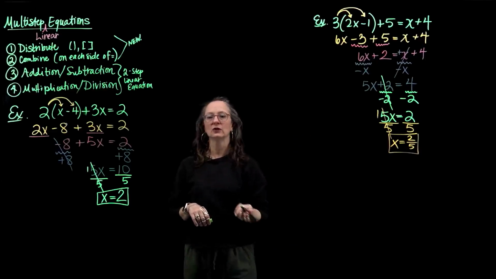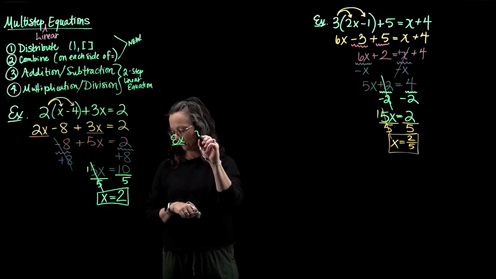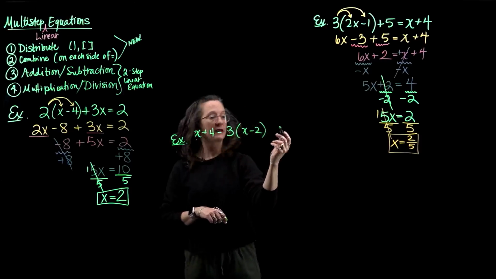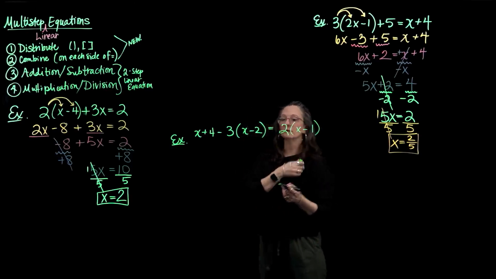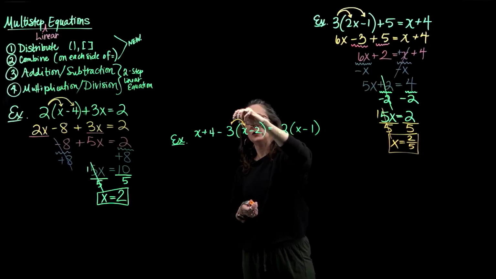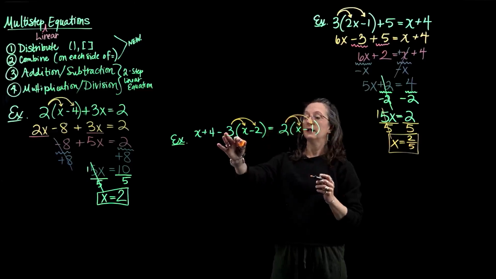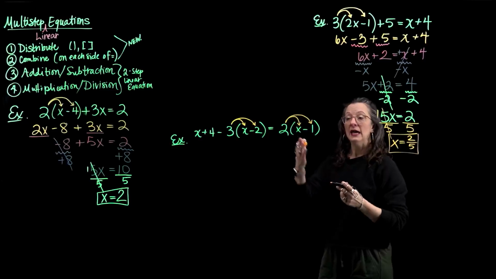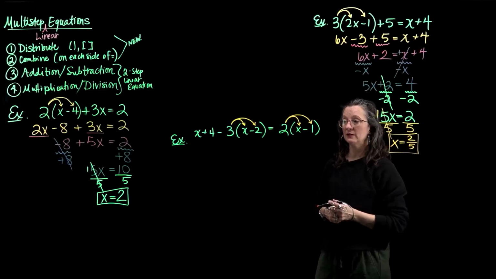And this one's going to be a little longer, so I'm going to start it right here in the middle. So I have x plus 4 minus 3, parentheses, x minus 2 is equal to 2 times x minus 1. We've got two sets of parentheses here to deal with, and that's okay. We'll go ahead and deal with those in one step. So this negative 3 is going to get multiplied into the parentheses x minus 2. And then on the right-hand side, the 2 is going to get multiplied by the x minus 1 in parentheses.